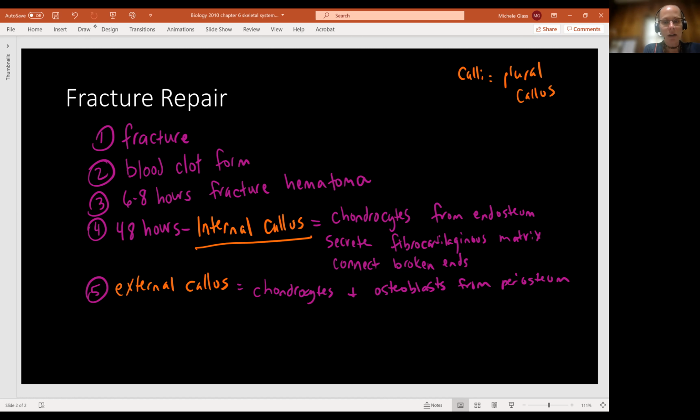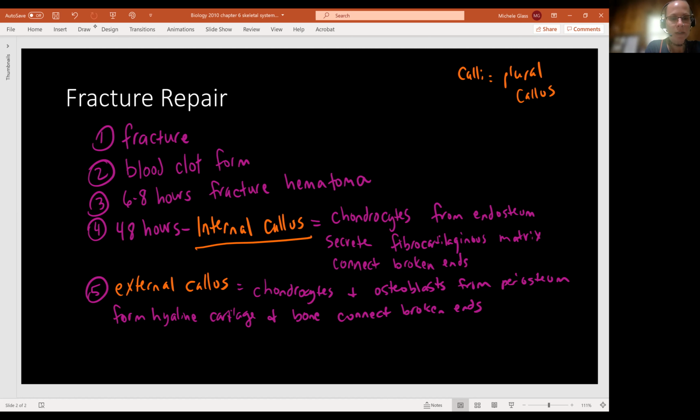So the chondrocytes will form hyaline cartilage, and the osteoblasts are going to form new bone. So we're going to end up with hyaline cartilage and bone connecting the broken ends. So we have this beautiful kind of connection happening deep and superficially to that broken bone.